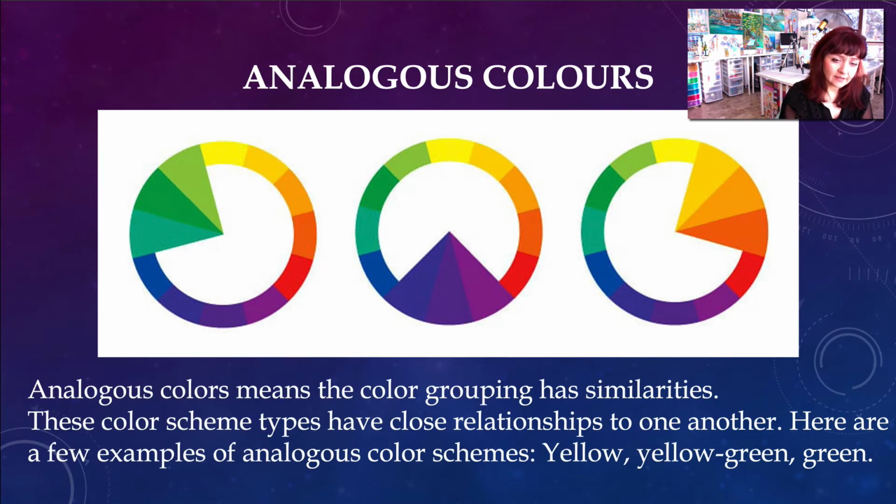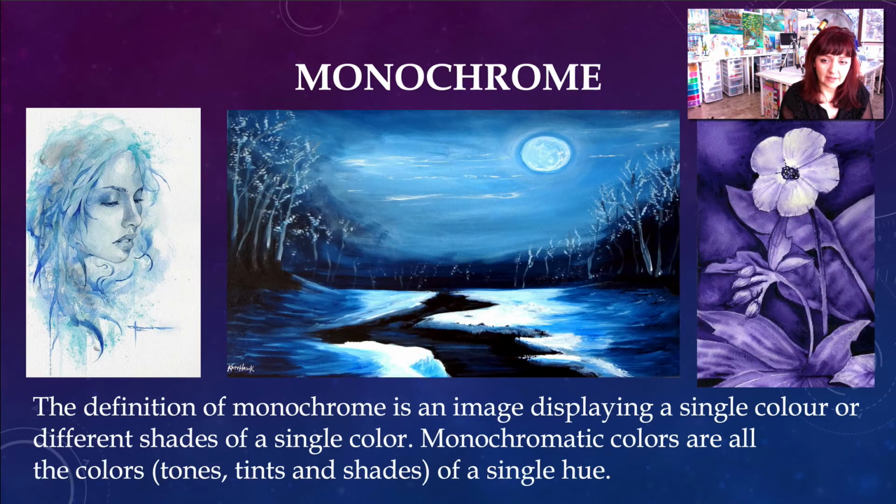On the other hand, if you use colors that are side by side and they share a lot of similarities and they're not contrasting with each other, they're called analogous colors. You would use this if you want to create harmony and unity in your art piece.